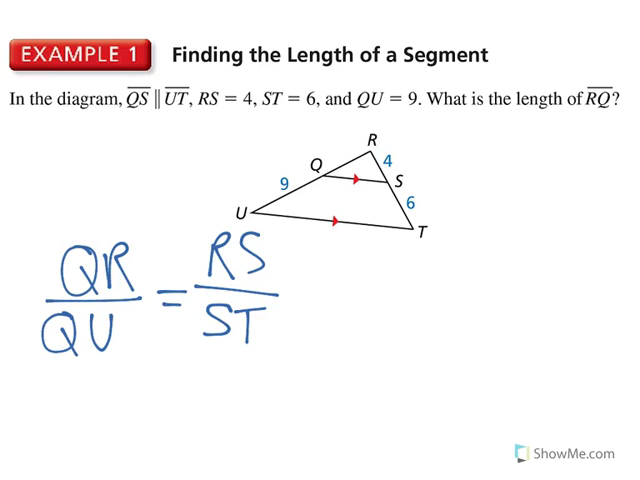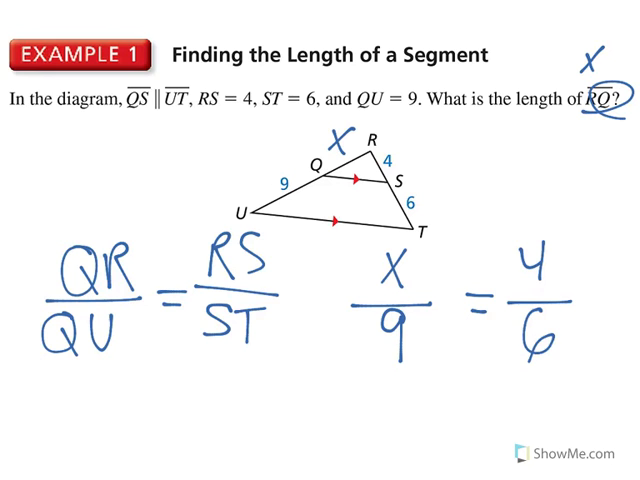So if I plug my values in for these, I'm just going to substitute. I'm still looking for QR, or RQ, and QS is the same thing. So I'm going to term this as X. I always like to have a variable. If you want to leave it just as RQ, you're more than welcome to. So X is what I'm looking for here. I'm going to plug in an X for my QR. My QU is 9. My RS is 4. And my ST is 6.